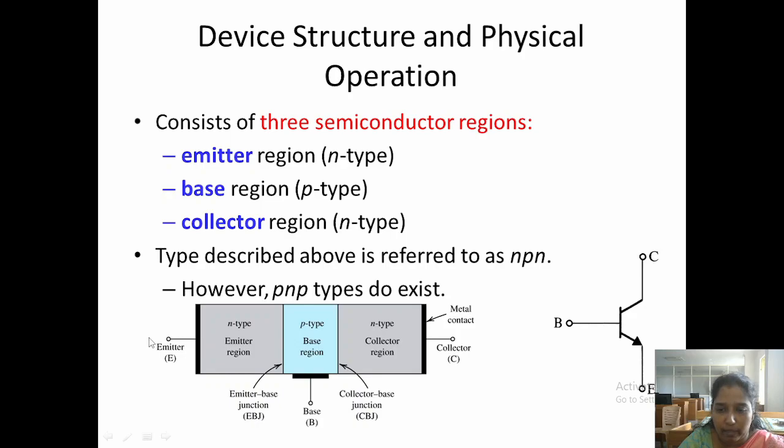This is a symbolic representation of a transistor with three terminals: collector, emitter, and base. The arrow is towards the emitter because it is an NPN type. If it is a PNP type, the arrow on the emitter terminal is marked towards the base.